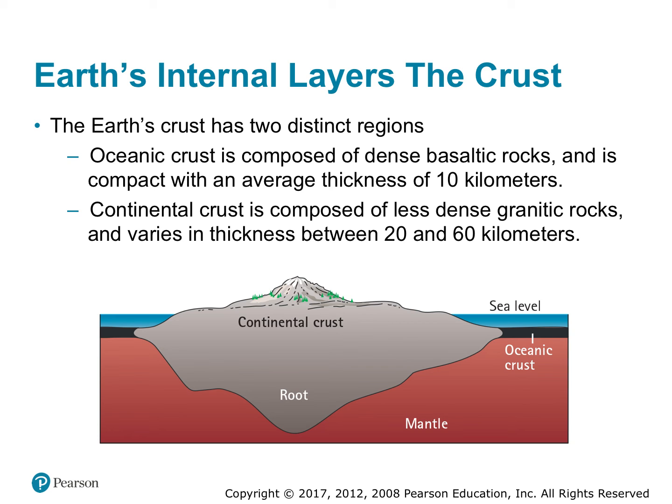Now, under the land masses, we have the continental crust. And that's composed of less dense granite rocks, and that tends to go around 20 to 60 kilometers. So we can see under the land masses, the crust extends way deeper. And so here we have basaltic rock material, here we have granite. So different types of material and also different thicknesses.